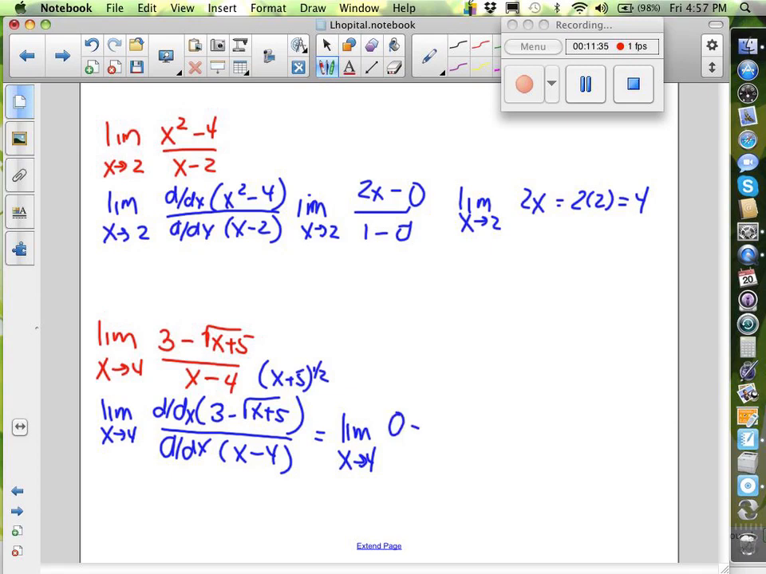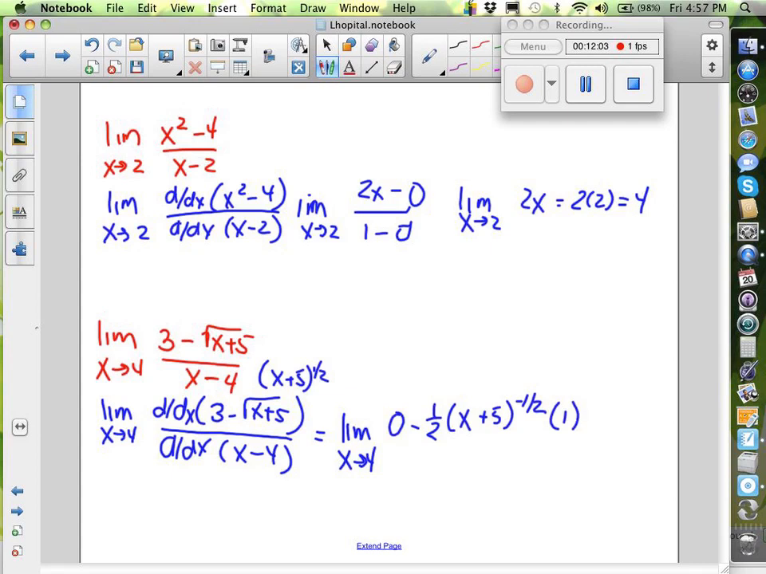All right, so the derivative of 3 is just 0. And the derivative of x plus 5 to the 1 half is the chain rule. So the 1 half comes in front. So right now it's actually like the power rule. So the derivative of blop to the 1 half power is just 1 half blop to the negative 1 half power. In this case, blop is x plus 5.